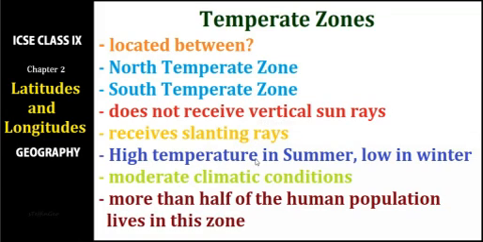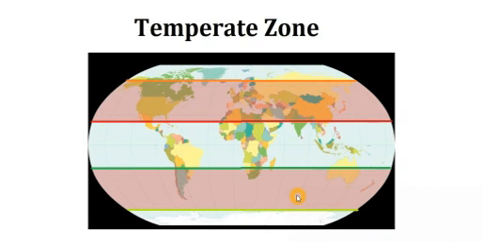Right. During summer season, the temperature goes very high, and in winter the temperature will be very low. But overall, there is a moderate climatic condition in the temperate zone. Therefore, most of the people in the world are living in this particular zone. More than half of the world's population is living in temperate zones. So this is the temperate zone in the northern hemisphere, and this one is the temperate zone in the southern hemisphere. Now boundaries are given here, latitudes are there. You have to study by yourself.